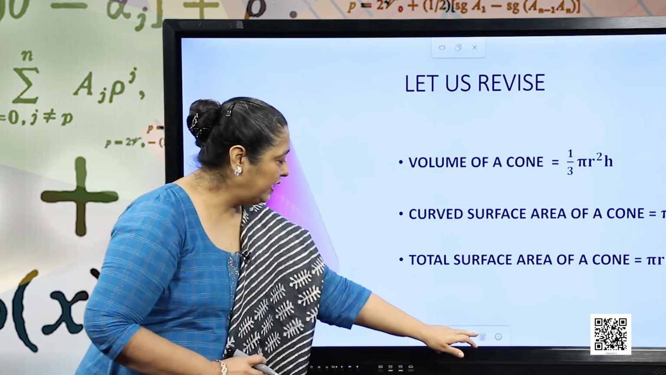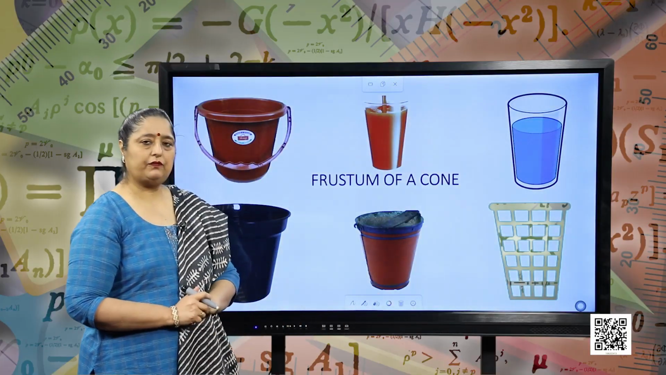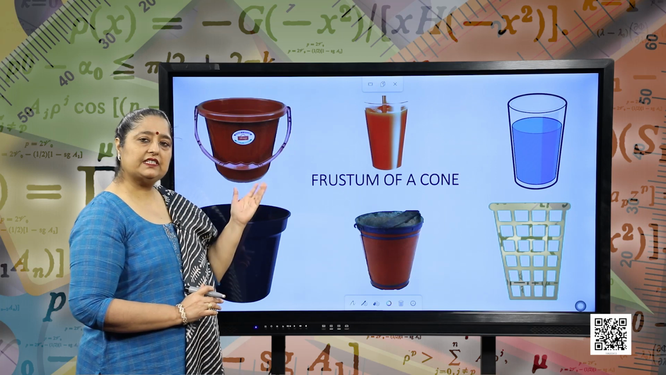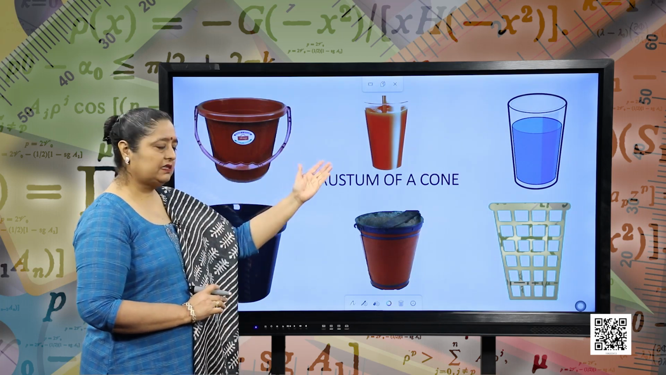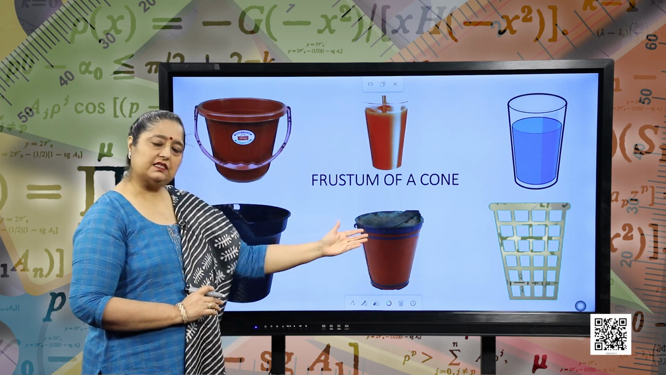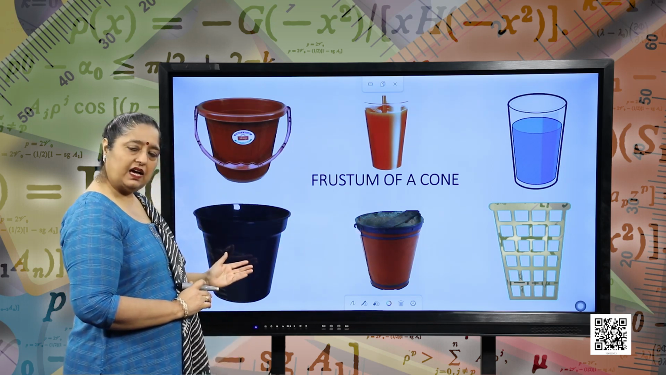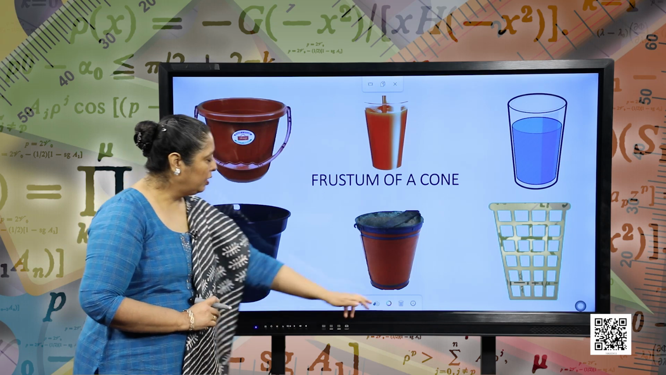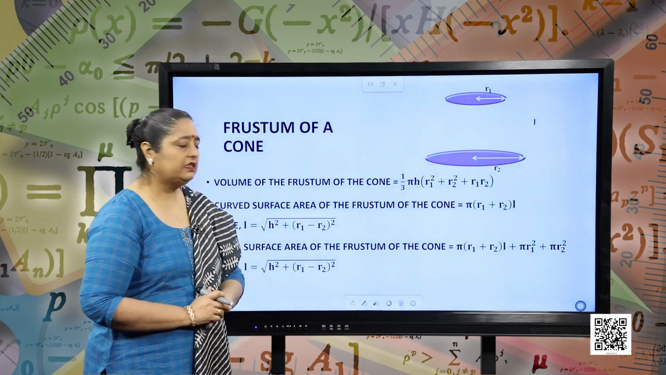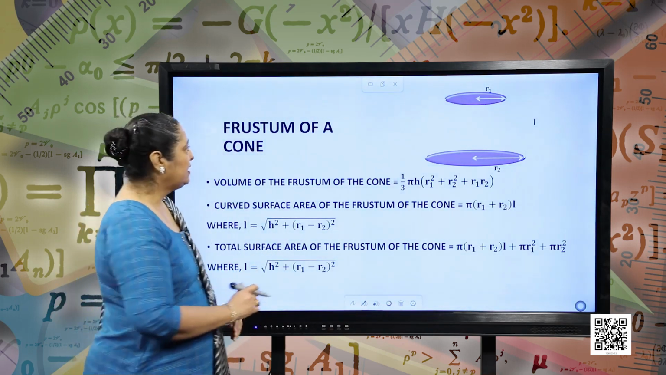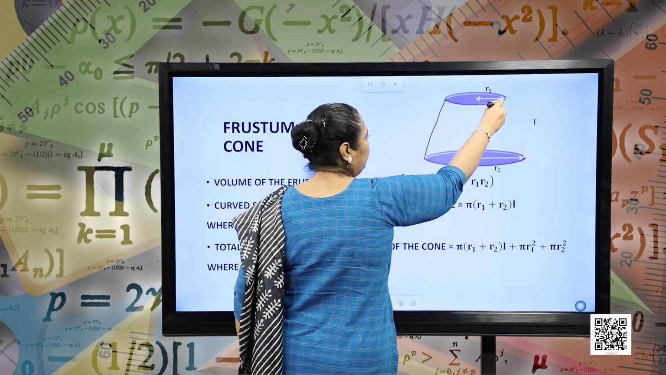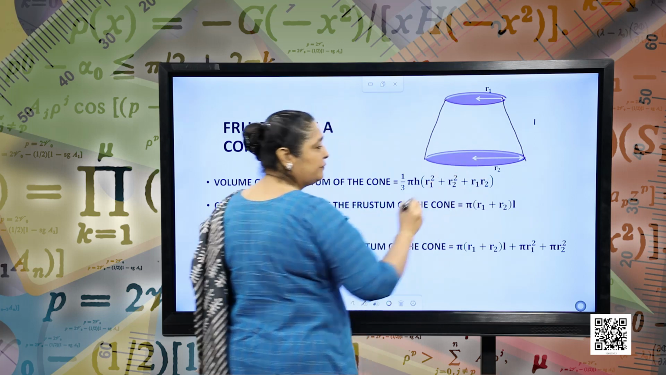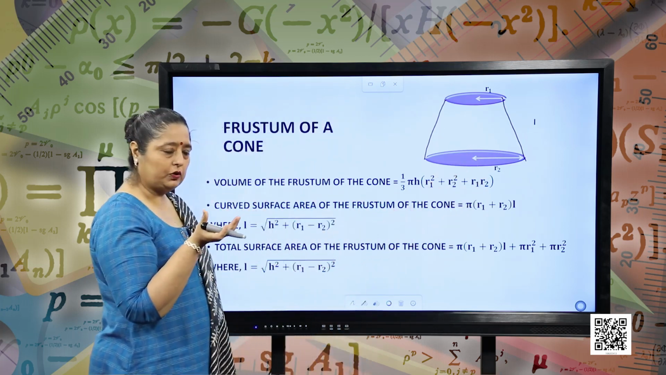So, let us see what exactly a frustum of a cone is. These are the live examples you see in your daily life. This is a bucket, a glass, a cloth basket, a sand bucket as well as a dustbin pan. So, let us see what the formulas of a frustum are. This is a frustum, a part of the cone. This is a frustum, the lower part of the cone.